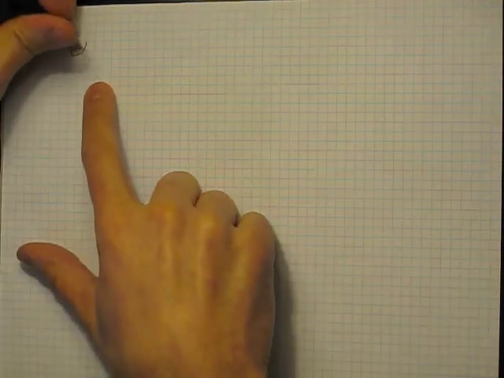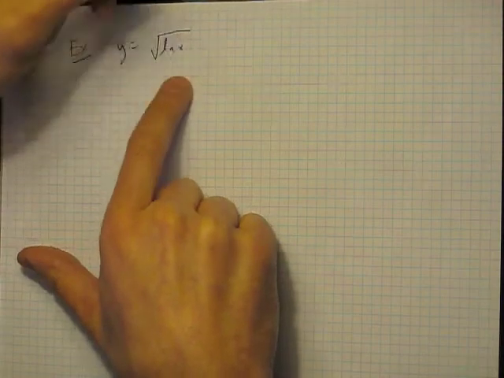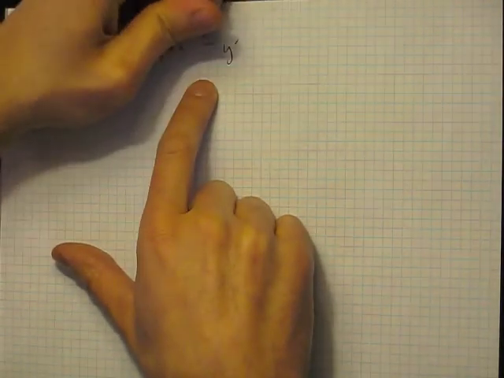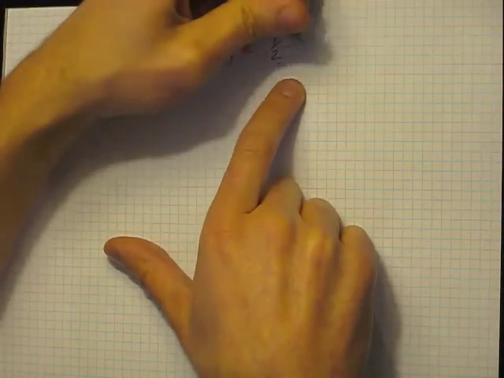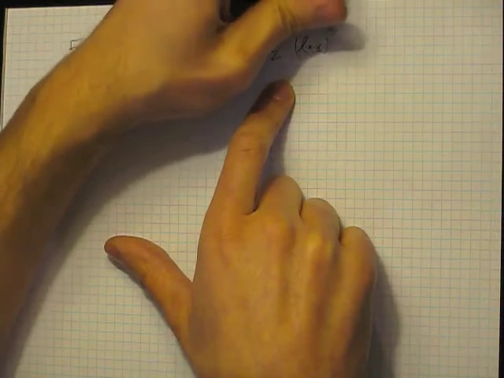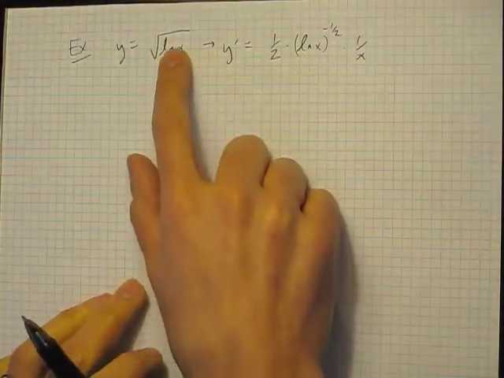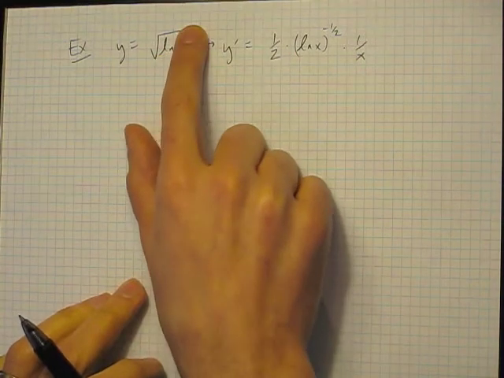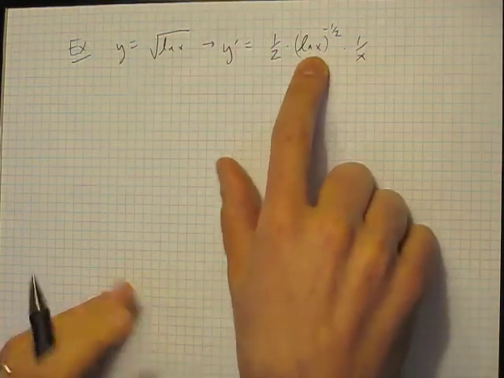Another example. If y is equal to the square root of the log of x, then y prime is equal to 1/2 times log of x to the minus 1/2 times the derivative of log x. Okay, so what did we do? We wrote this as log x to the 1/2 power, brought the 1/2 down, subtract 1 from the power, and then multiply by the derivative of the log.